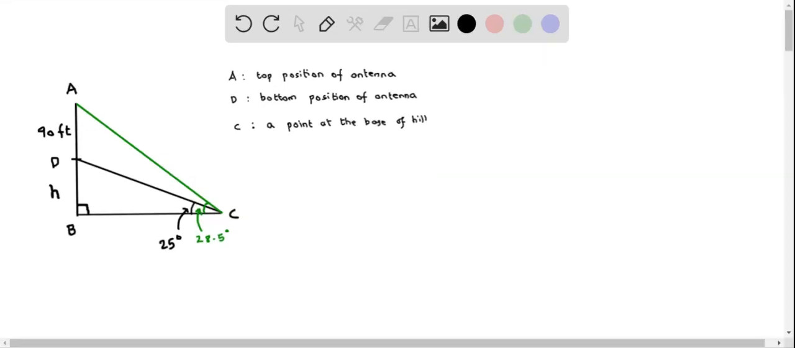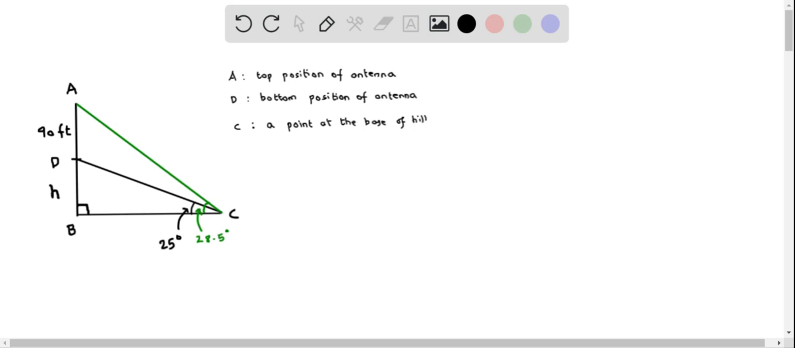Okay, first we represent the situation using a diagram. So in this triangle ABC, A represents the top position of the antenna, D represents the bottom position of the antenna, and point C represents a point at the base of the hill. And DB represents the height of the hill, which we have to determine.